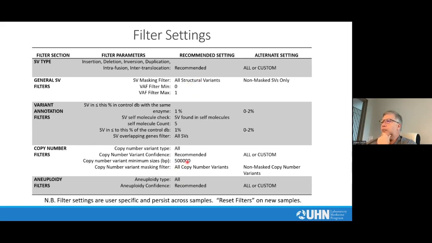We set the copy number variant minimum size at 500,000 base pairs for the copy number caller. Of course, SVs will call down to 5 kilobases in the rare variant assembly. Okay, and again, aneuploidy confidence set to recommended. And just to make a comment both about the copy number confidence for recommended and the aneuploidy confidence for recommended, we do find that both of these settings are really quite stringent.